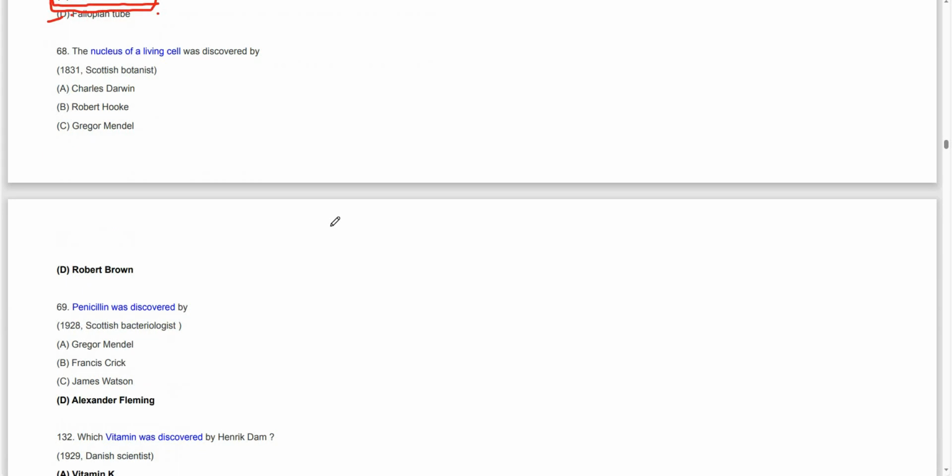Moving on to the next question. The nucleus of a living cell was discovered by Robert Hooke. He was a Scottish botanist in the year 1831, and he is the one who discovered the nucleus of a living cell.